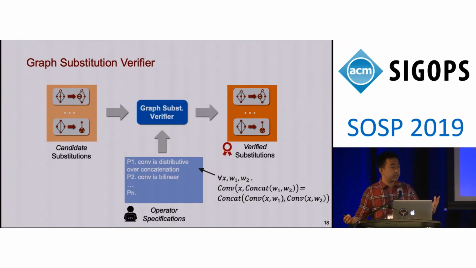So once we have generated these candidate substitutions, our next task is to verify their correctness on arbitrary inputs. So the TASO verifier also takes as input a list of operator specifications that describes the mathematical properties of the operator. So for example, we know convolution is distributive over concatenation. And every property is written in first-order logic. For this example, we know for arbitrary x, w1, w2, if you do convolution over the concatenation, that is equivalent to distributing the convolution into the concatenation.